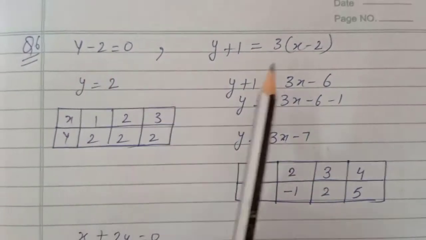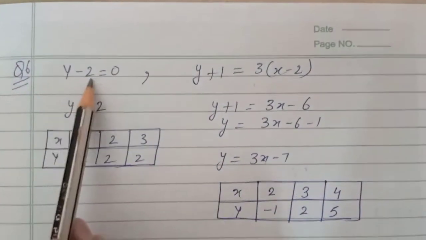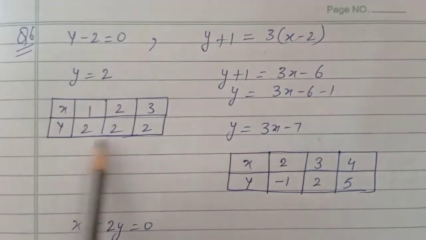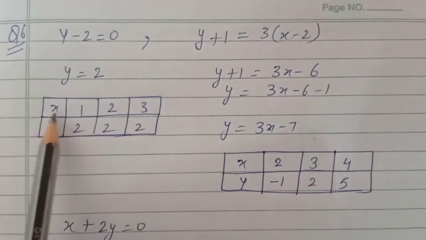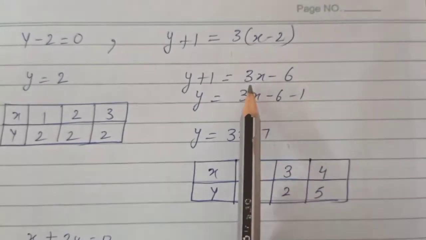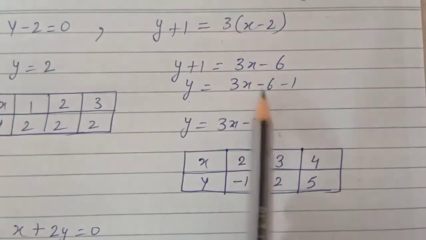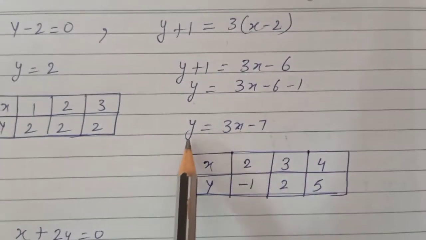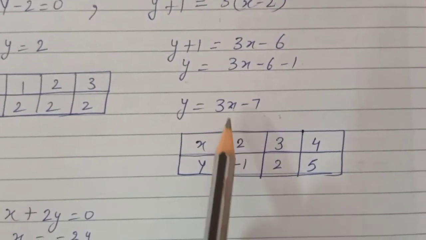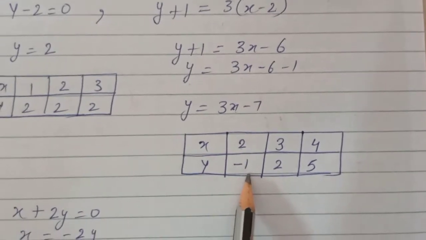Sixth question, the sides of a triangle are given. One is this side, one is this side and one is this side. Clear? Let's solve. y minus 2 is equal to 0 means y equals 2. It is a fixed value. See what I have taken. y will remain 2 only, whatever may be the value of x. Now let's solve the next one. y plus 1 is equal to 3x minus 3 times 2, that is 6. y is equal to 3x minus 6. Transpose it to this side. That will become y is equal to 3x minus 7. Now put the values. I choose here 2. 3 times 2 is 6. 6 minus 7 is minus 1.